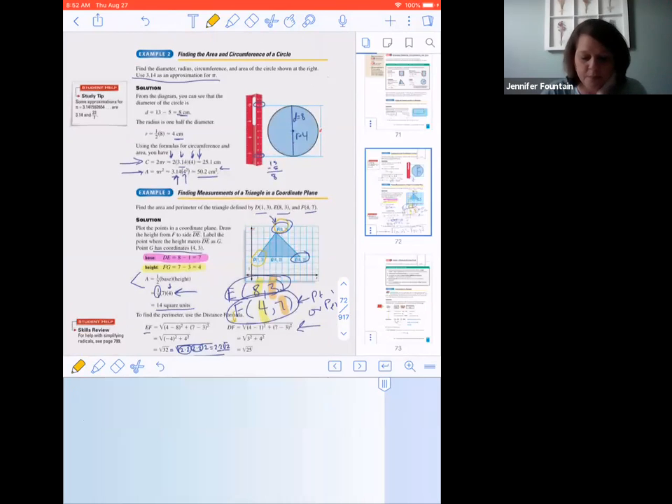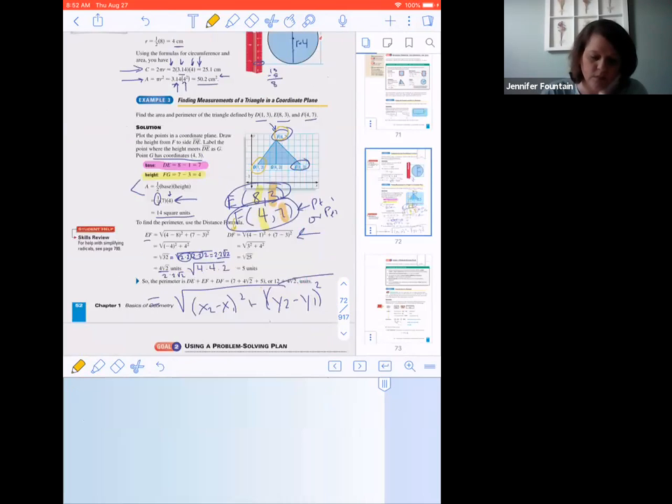Okay. So the distance formula that we're using here, we find that 4 minus 1 is 3. 3 squared is going to be 9. 7 minus 3 is 4. 4 squared is 16. So we're going to have 9 plus 16 is 25.